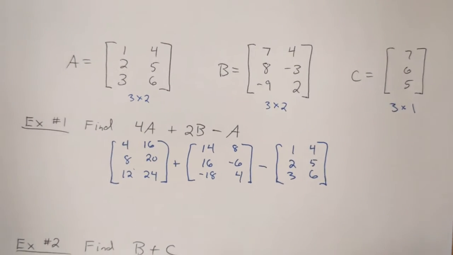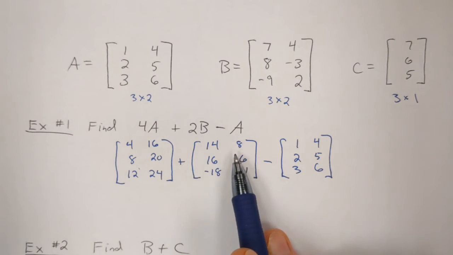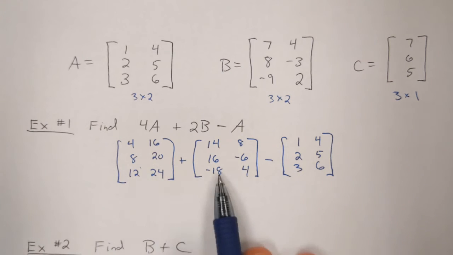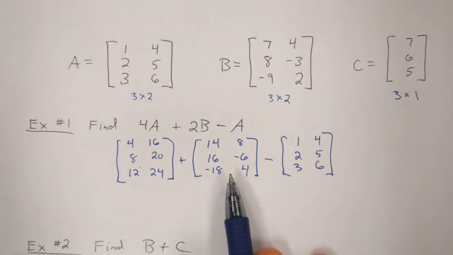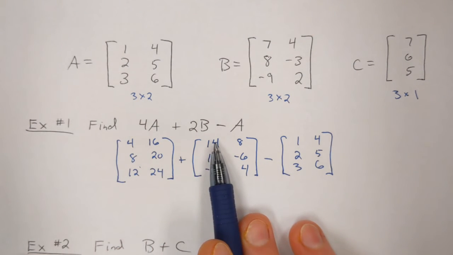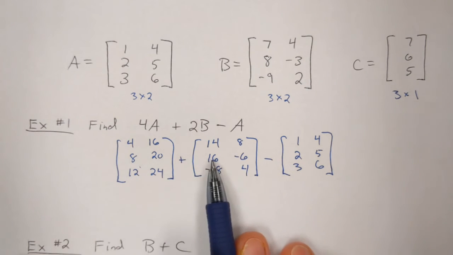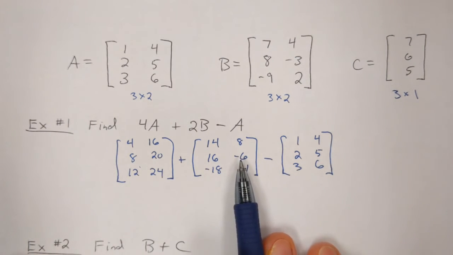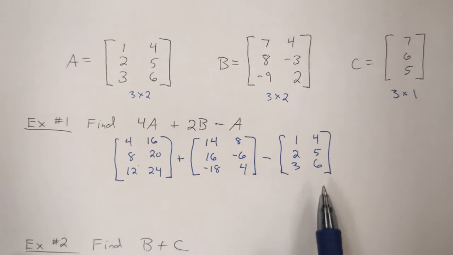Okay, so we did our scalar multiplication. What we need to do now is do an addition and a subtraction. So to add 2 matrices together, all you do is you add the corresponding elements. So to take this first matrix plus the second matrix, I'm literally just going to do 4 plus 14, 16 plus 8, 8 plus 16, 20 plus negative 6, etc. Now I'd also have to subtract this last matrix.